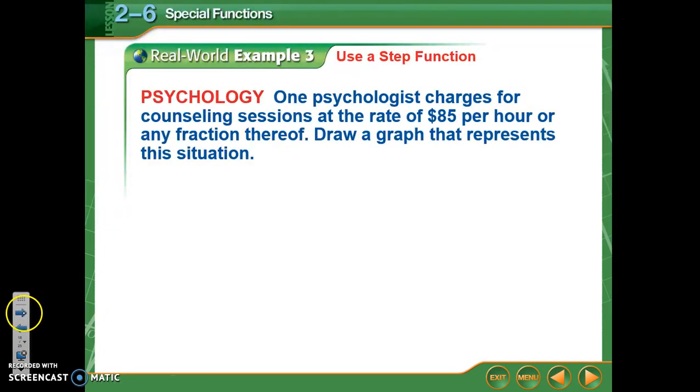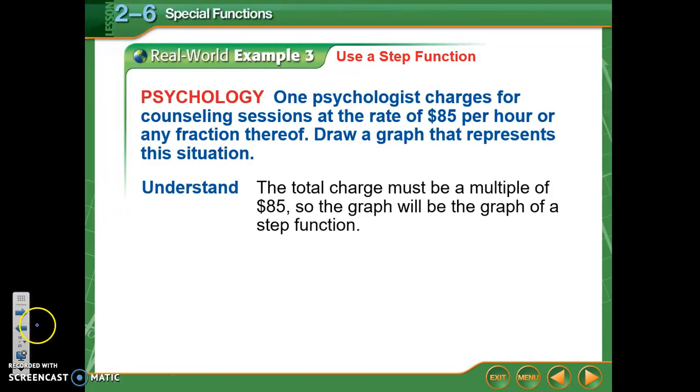All right, let's take a look at this example. This says, one psychologist charges for counseling sessions at the rate of $85 per hour or any fraction thereof. That means that you're going to get charged $85 per hour, and even if you're only there half an hour, you're still going to get charged $85. We want to draw a graph to represent this situation. This is a real-life step function.